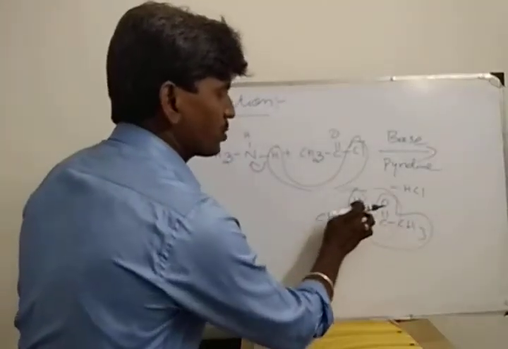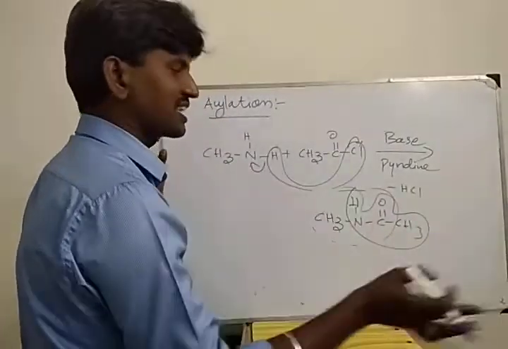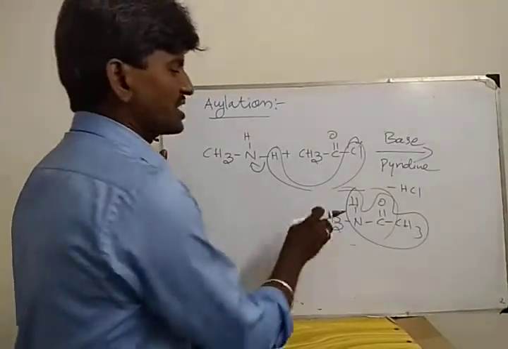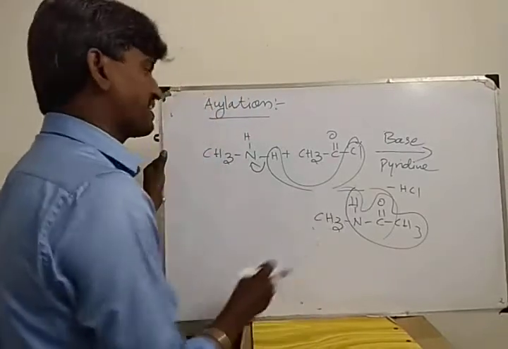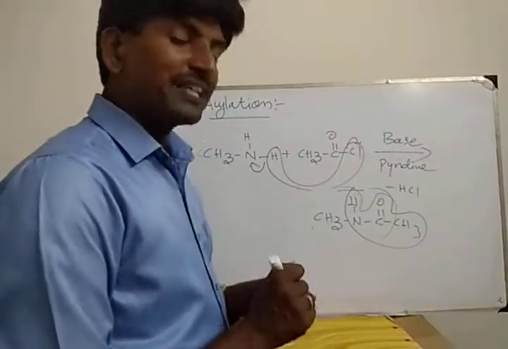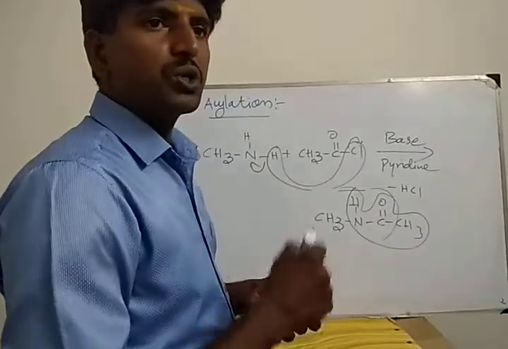CH3 C double bond O NH2, that one is called acetamide. Here the methyl group is attached to the nitrogen, so its name is N-methyl acetamide. Okay, this is what? Acylation. Next one is benzoylation. How will you do benzoylation?